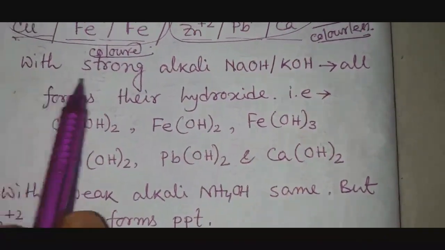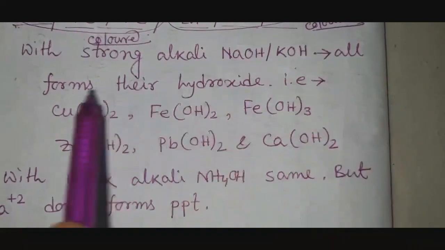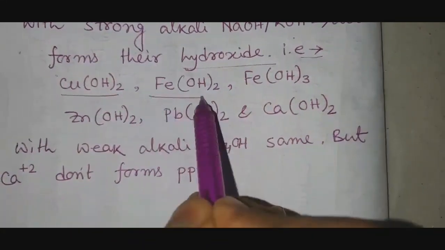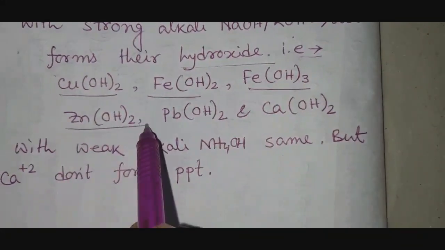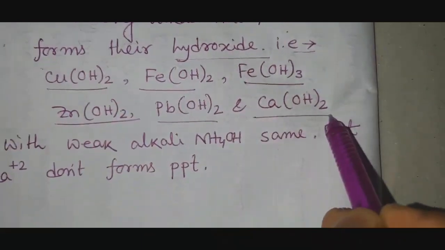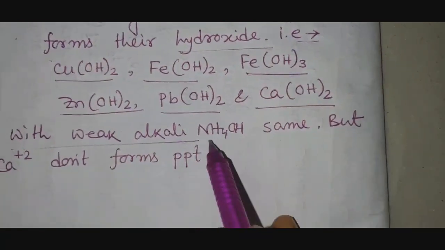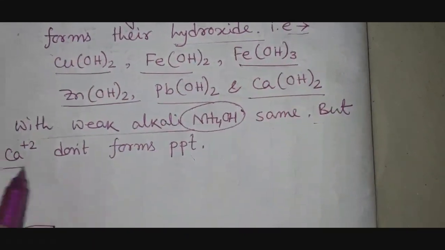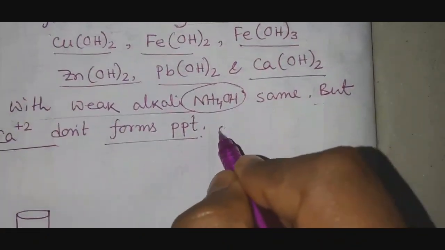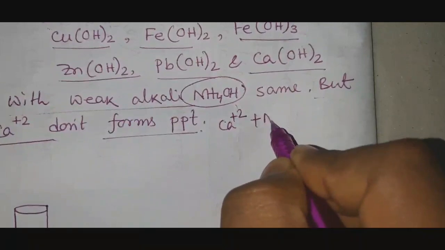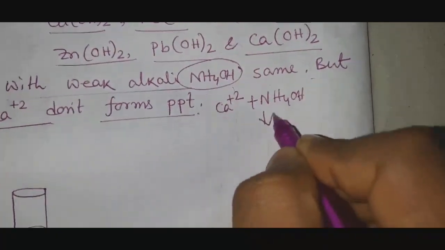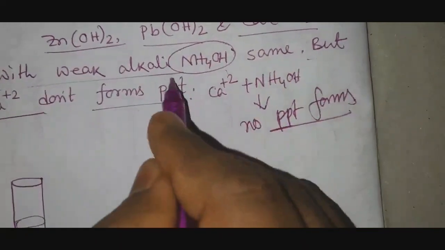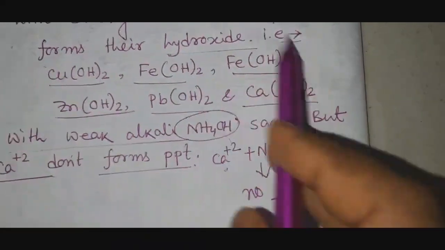So with strong alkali, that means NaOH or KOH, all form their hydroxides. That is copper hydroxide, ferrous hydroxide, ferric hydroxide, zinc hydroxide, lead hydroxide and calcium hydroxide. With weak alkali, that means ammonium hydroxide, the same thing happens. That means these all are the same, but calcium doesn't form a precipitate. If we take calcium solution and give ammonium hydroxide, what will happen? No precipitate forms. Why? Because no reaction takes place. But in all the rest of the cases these are the same.